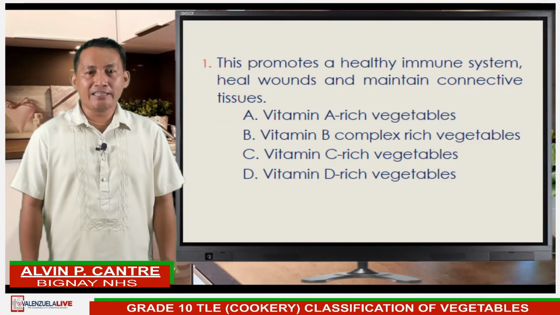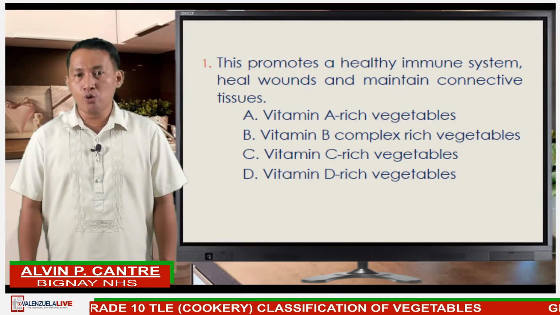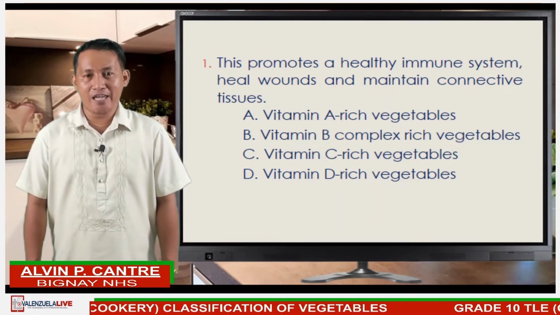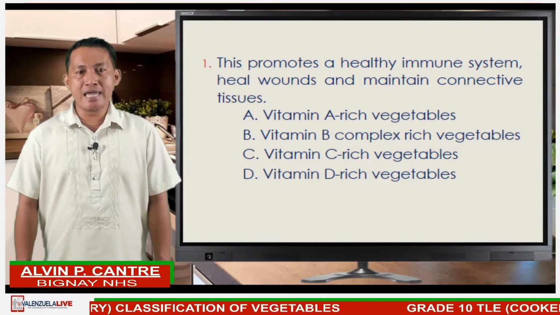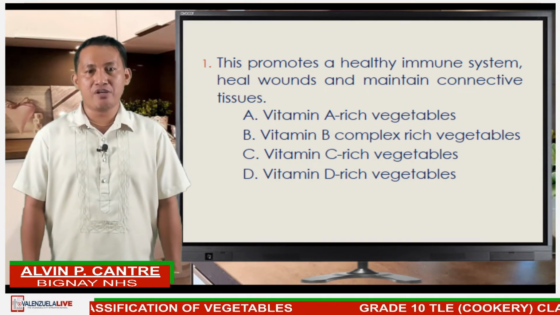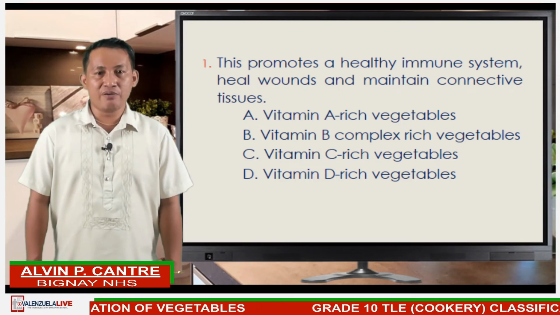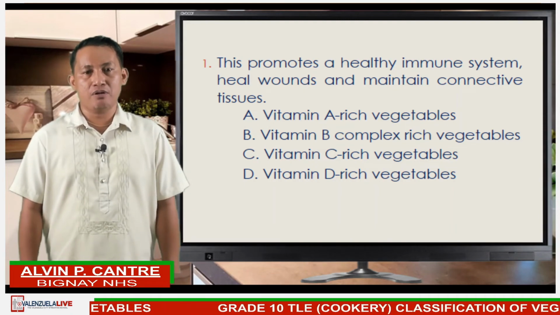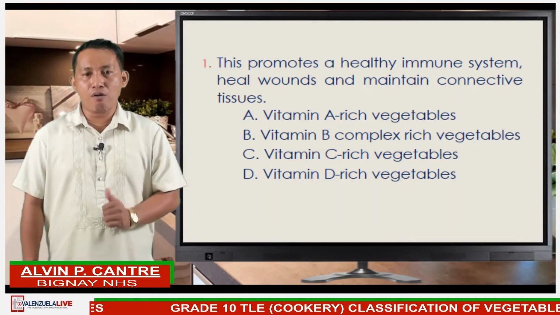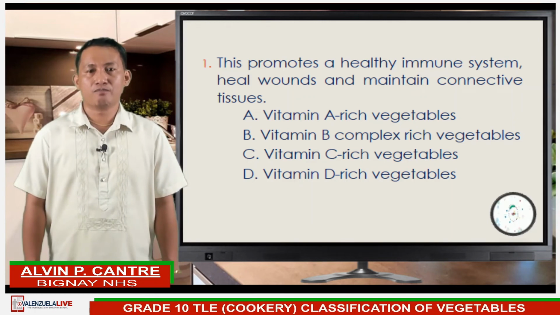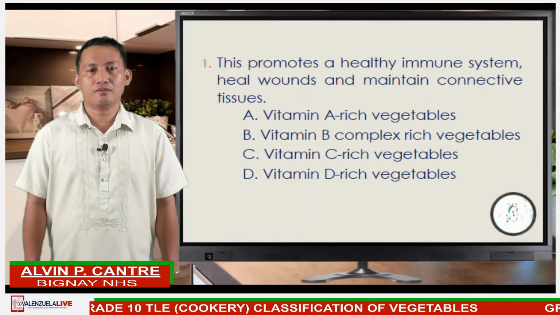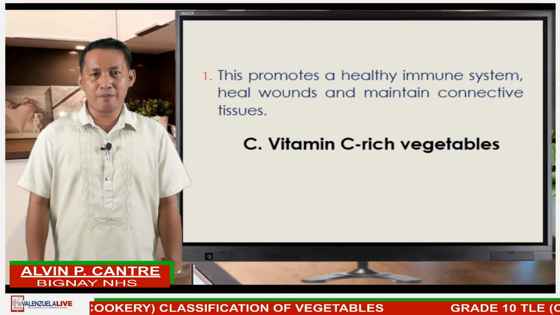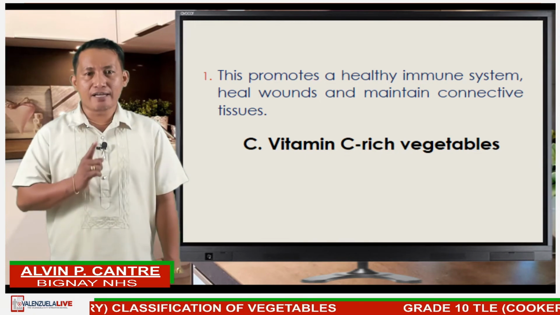This promotes a healthy immune system, heals wounds, and maintains connective tissues. Choices are the following. A. Vitamin A-rich vegetables. B. Vitamin B complex-rich vegetables. C. Vitamin C-rich vegetables. Or is it letter D, vitamin D-rich vegetables? Your 5 seconds starts now. If you answered letter C, then put a check on your paper because you are correct.